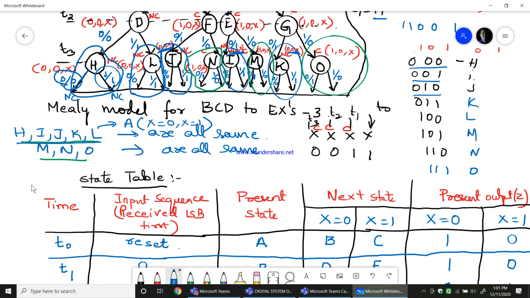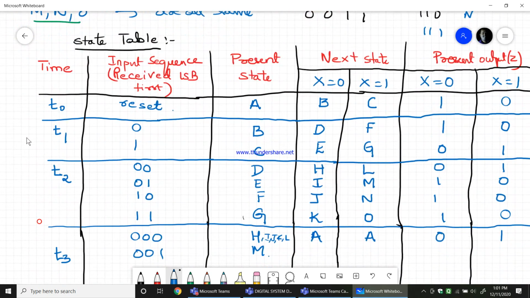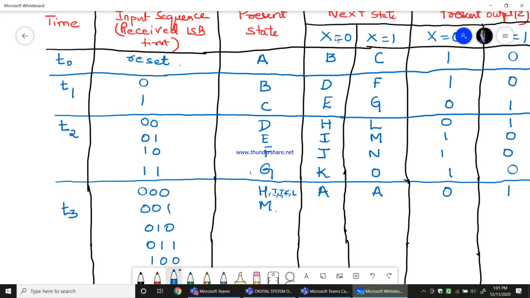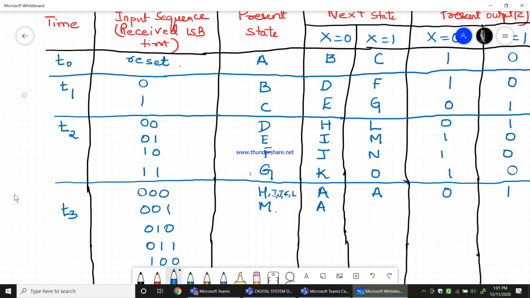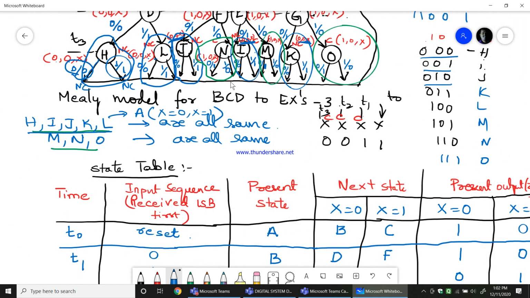Whereas when you take MNO, at x equals 0, the next state can be A, right? If you see there, when x equals 0 for M, N and O, for example all three are 1, 0, x only. If x equals 0, there is no carry. Only for 1 there is a carry. So when a carry generates, it cannot go back to state A. But when there is no carry, then only it can go back to state A.